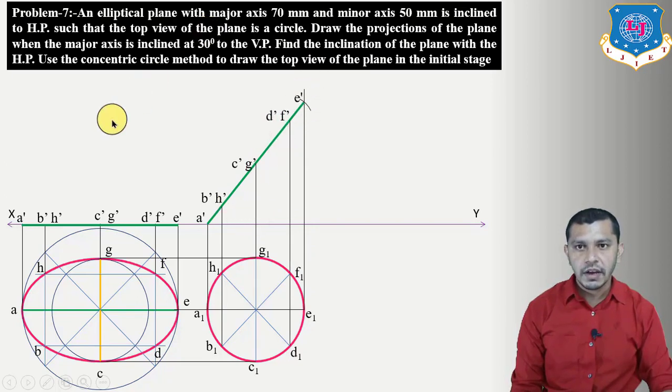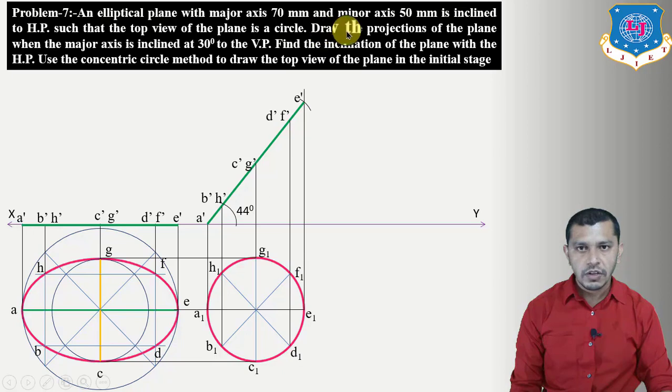Now here it is given to find the inclination of the plane with the horizontal plane. So this will be the angle of inclination of the surface of the elliptical plane with the horizontal plane. So measure it by using the protractor. It will be equal to 44 degree. Now let's derive the third stage. So let us see what is the condition given for the third stage, and in the third stage we have to derive the condition with the vertical plane.